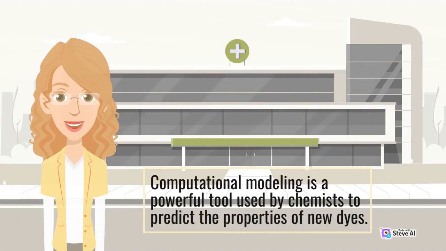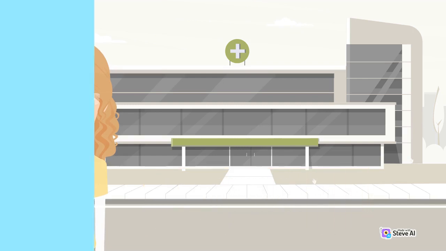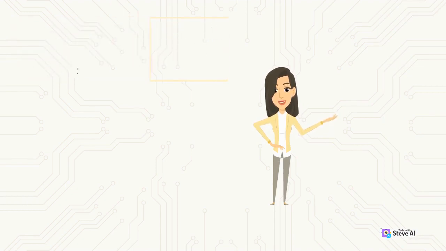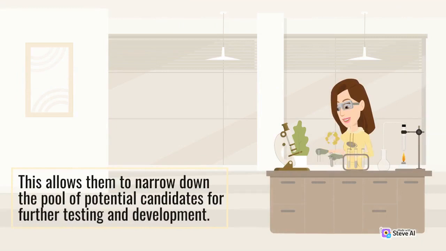Computational modeling is a powerful tool used by chemists to predict the properties of new dyes. Chemists can use computer simulations to predict the color, solubility, and other properties of new dyes before they are synthesized. This allows them to narrow down the pool of potential candidates for further testing and development.